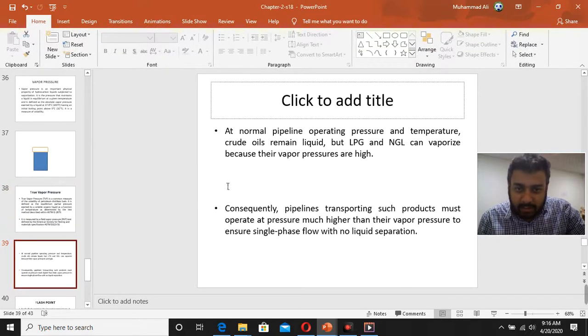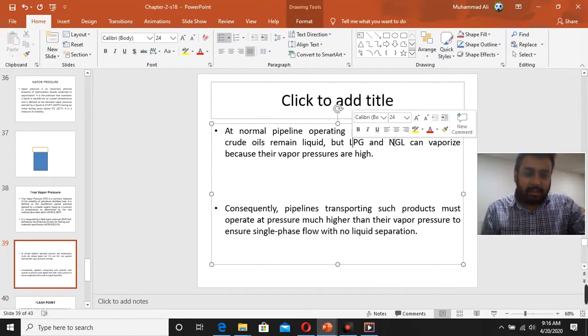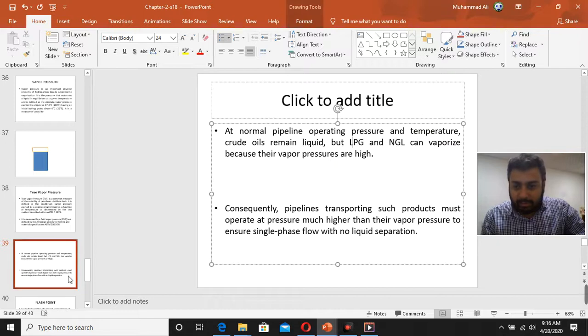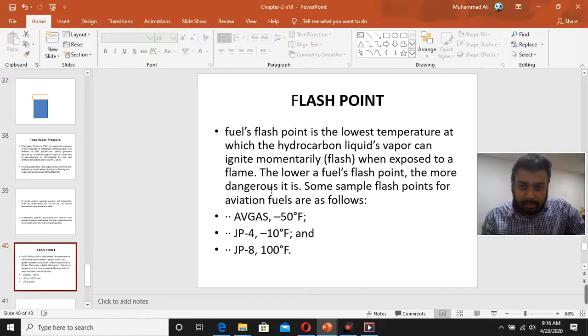Now, at normal conditions the crude oil is fine, but if you have lighter hydrocarbons like LPG, methane, ethane, propane, butane, they can vaporize and create problems in the pipeline. So when we are operating, the pressure should be higher than their vapor pressure, so that there is no separation and there is no blast in this case.